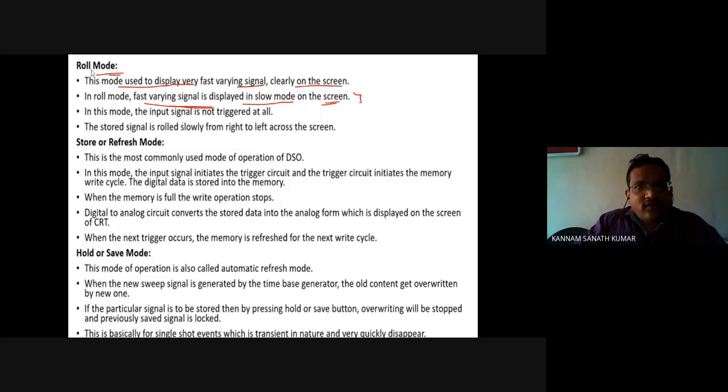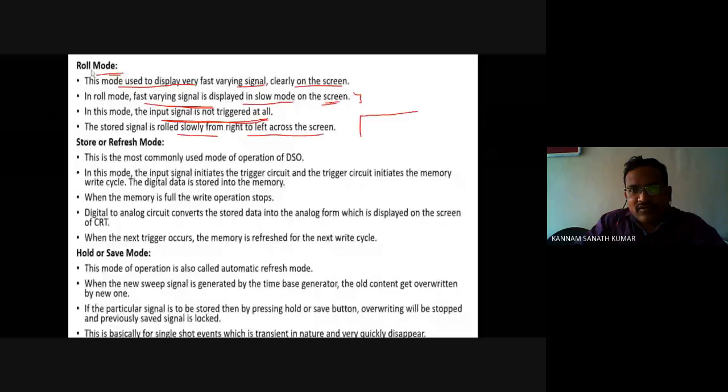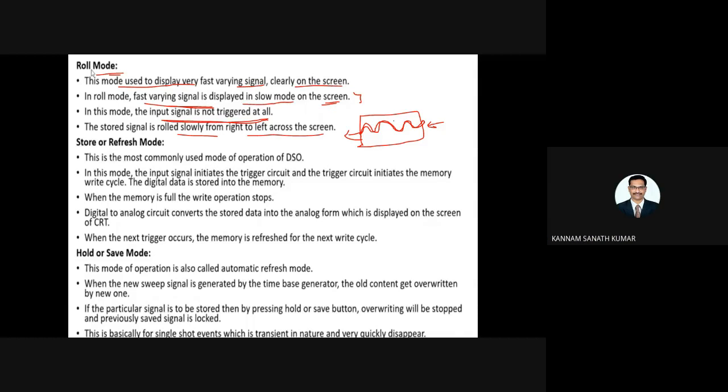The input signal will not be triggered at all times, and it will not be synchronized at all times. The stored signal is rolled slowly from right to left across the screen. Suppose this is a screen; if it is a sine wave, it will be displayed from right to left, slowly. That means fast varying signals will be displayed slowly.